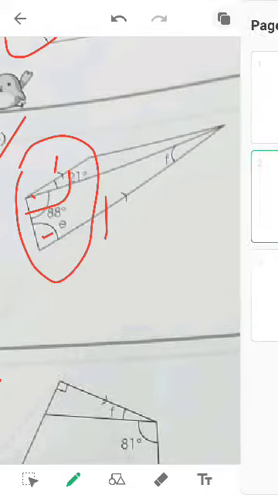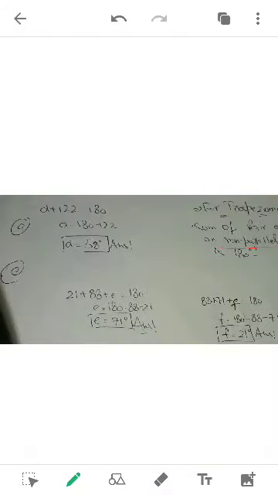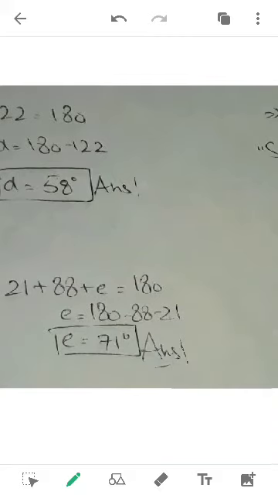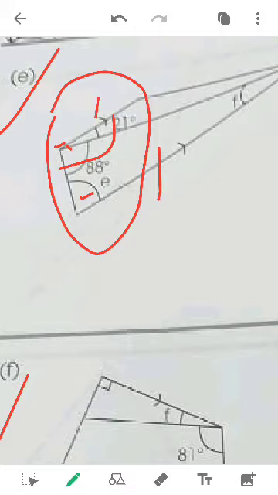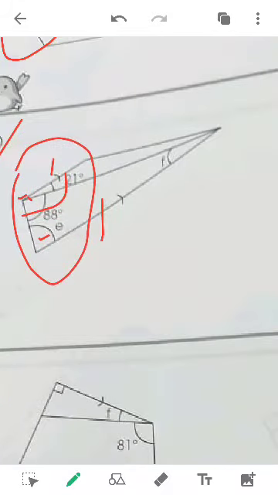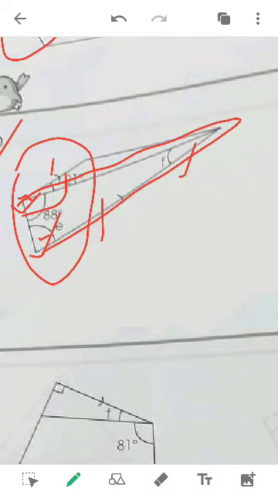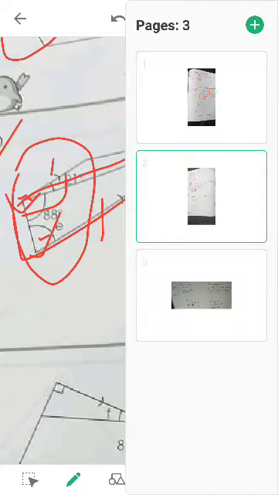So you will put 88 plus 21 plus E is equal to 180, not E plus 88 is equal to 180, because 21 degrees is also a part of this angle. Angle is always on a point, not on a line. So you can calculate E from there, and then these three angles I have put the sum equal to 180 degrees. It's not because they are opposite, but because this is making a triangle. The sum of the three angles of a triangle is equal to what? 180 degrees.